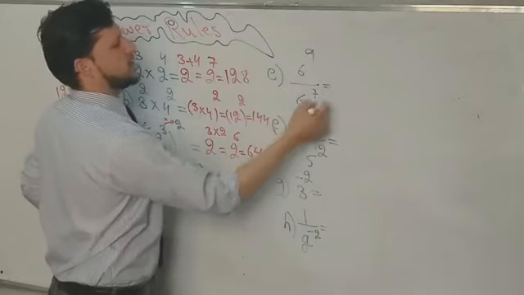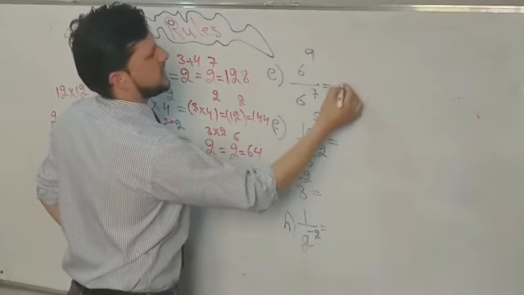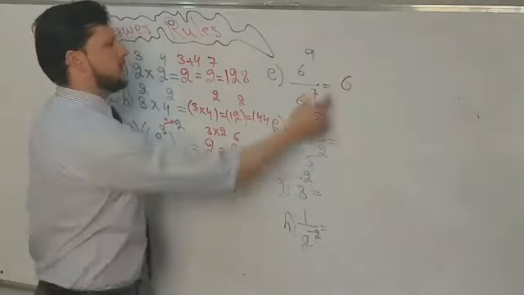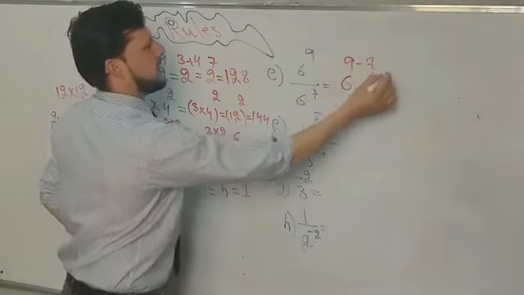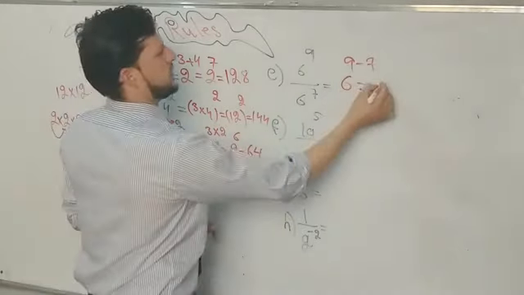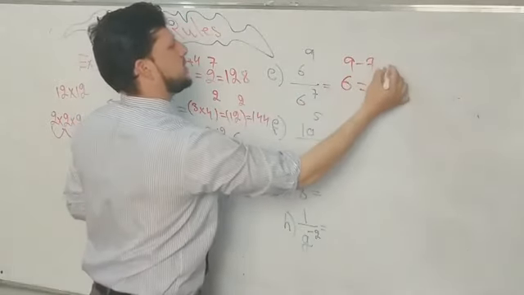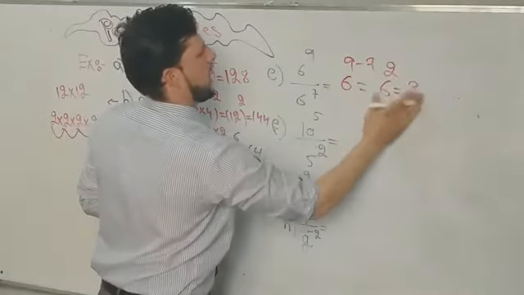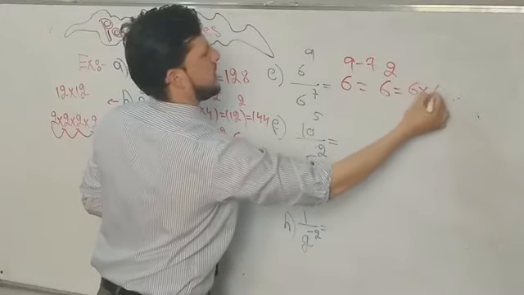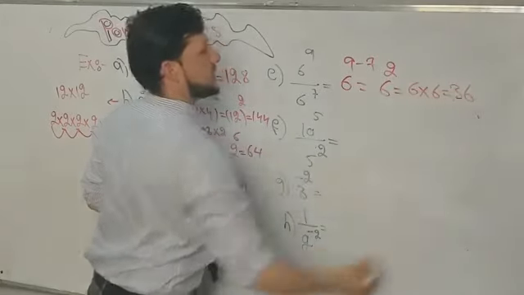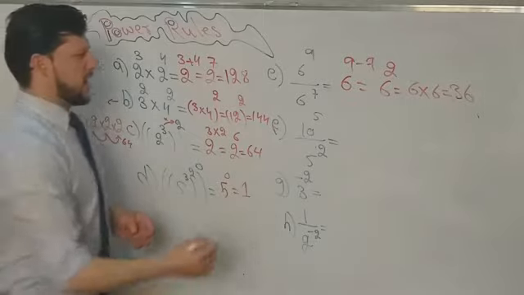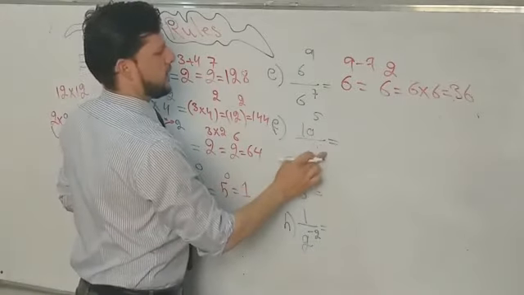So let's have the division rule. If you have the same bases, you write 6 to the power of 9 minus 7, so it will be equal to 6 to the power of 2. How many 6s do you have? 6 multiplied by 6 is equal to 36.